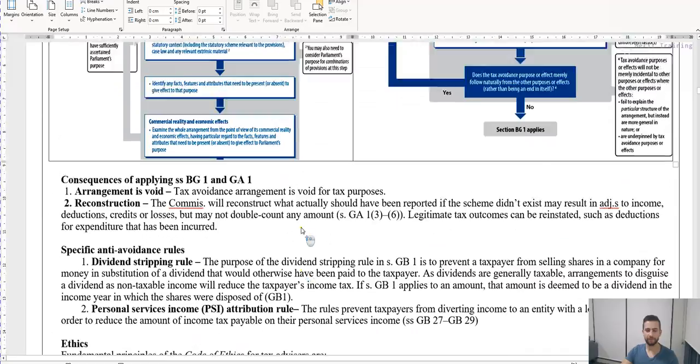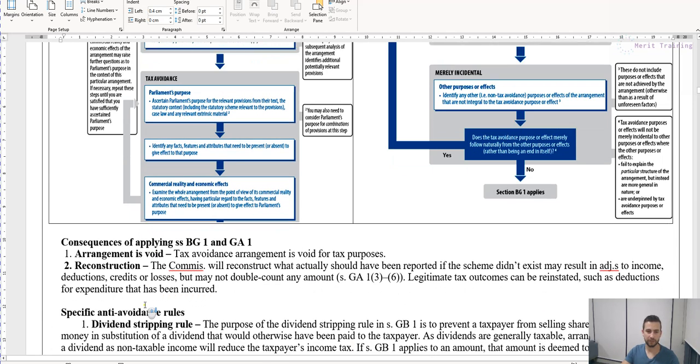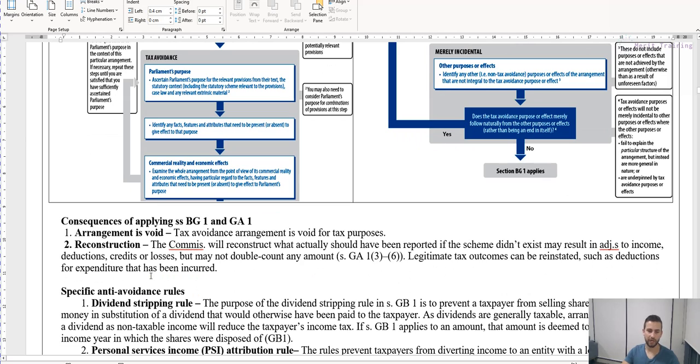So if we have found that the arrangement under BG1 was used for tax avoidance purposes, then the Commissioner has two powers. Number one, the arrangement is void. So whatever was agreed, whether that was a borrowing agreement between parties in two countries, whether that was a dividend, whether that was a pricing agreement with a parent company overseas, the Commissioner can come in and say that is void. There's no agreement. It's not valid.